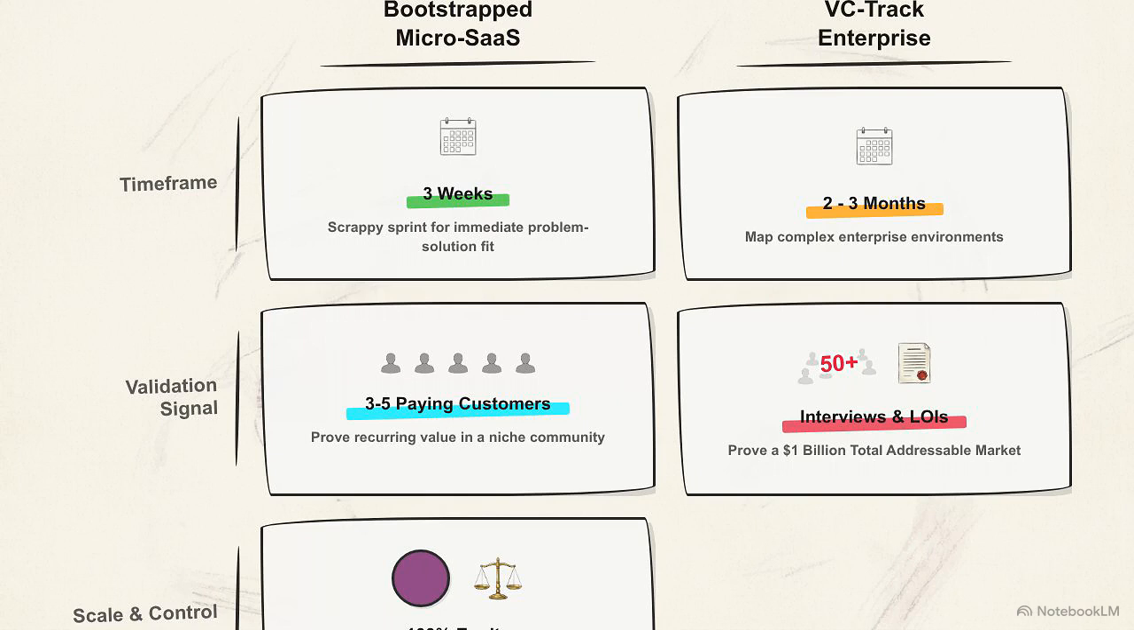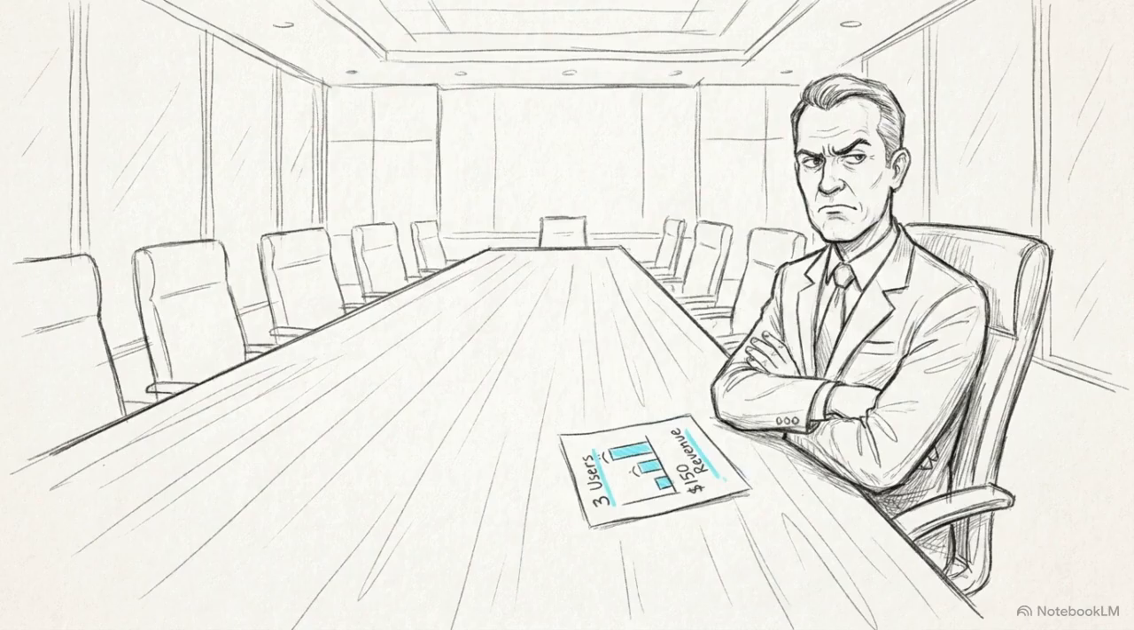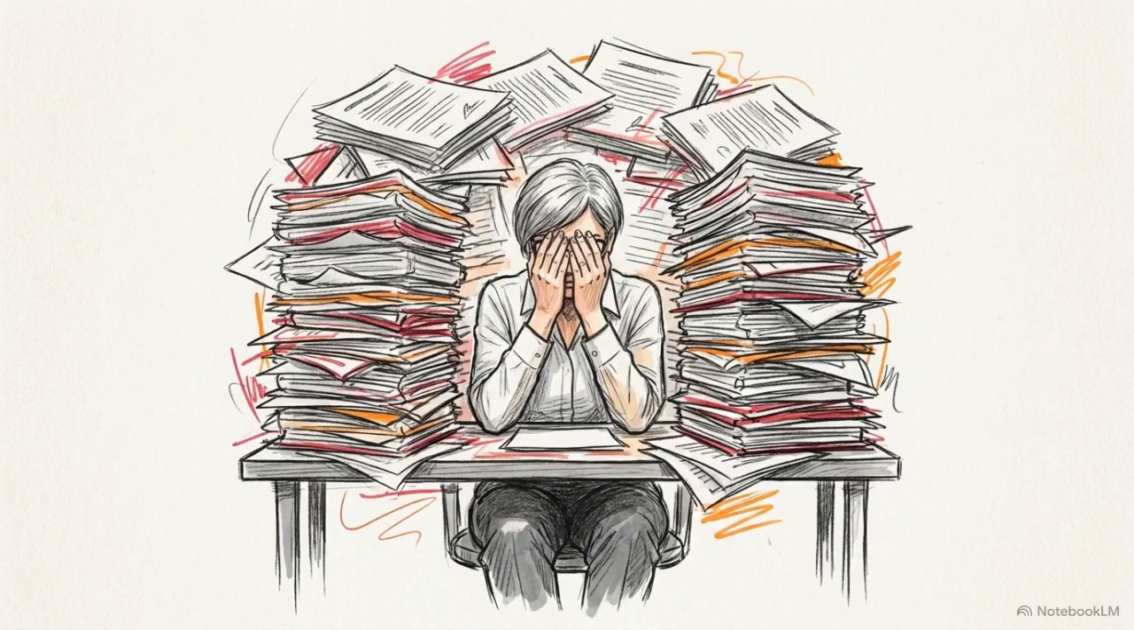The VC track requires a heavier lift. Over 2 to 3 months, you need 50+ enterprise interviews, a proven $1 billion total addressable market, and signed letters of intent. That proof unlocks millions for aggressive growth, but you surrender significant equity, accept board oversight, and commit to a high-pressure 7 to 10-year exit timeline. Understanding your path is critical. Applying scrappy bootstrap validation to a venture capital pitch or demanding enterprise LOIs for a small micro SaaS leads to structural failure from day one.